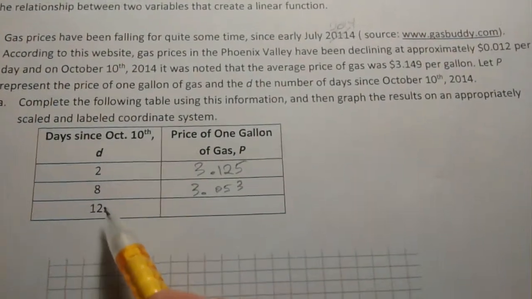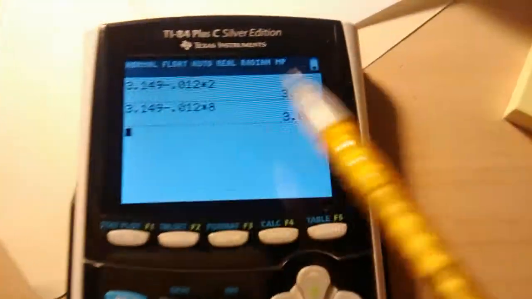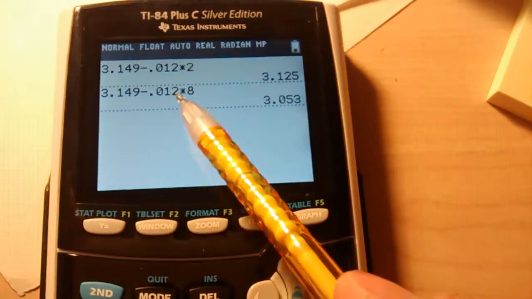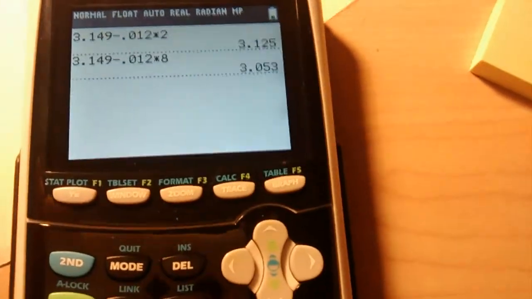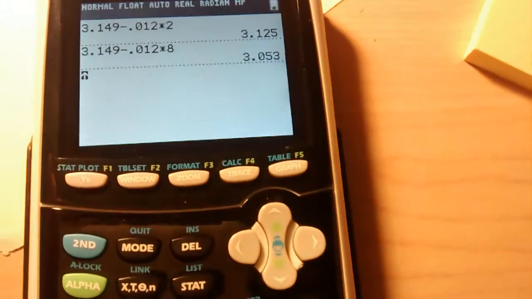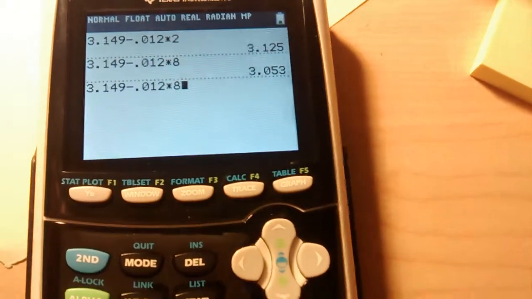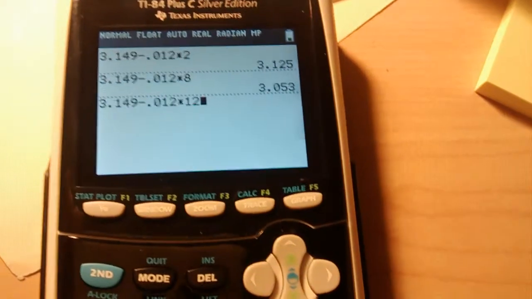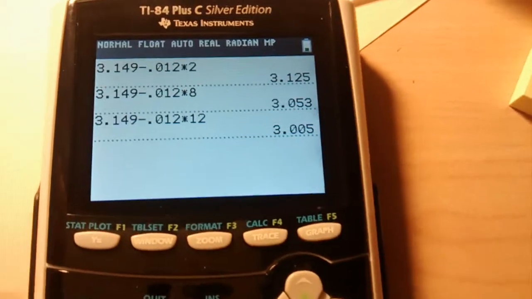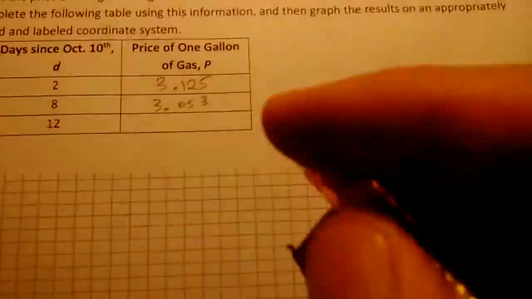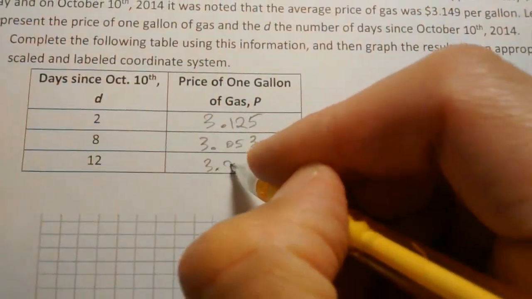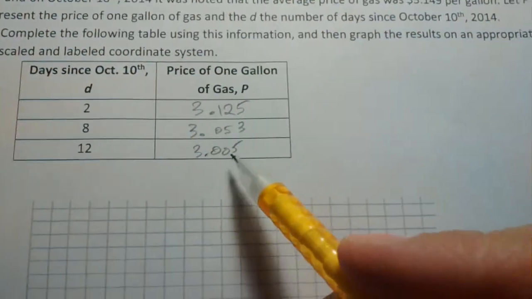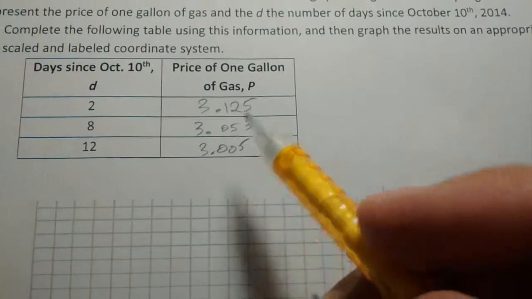A little bit over $3.05, and then 12 days. So hopefully you're thinking the same thing, and multiply that by 12 and then subtract from your starting value. So I'm going to hit second, enter, and I want 12. So 12 of those subtracted from the starting gives you that. And that's right in between $3 and $3.01.